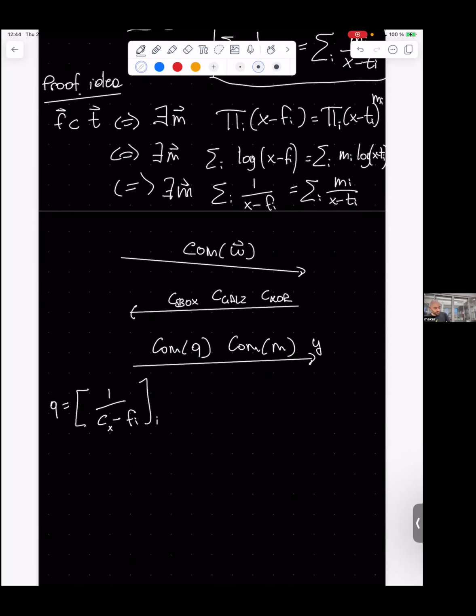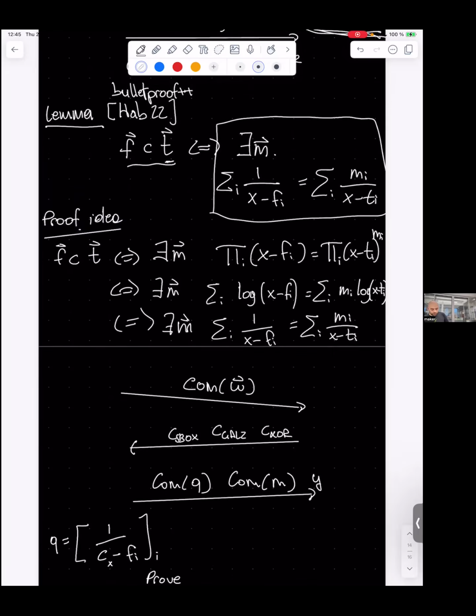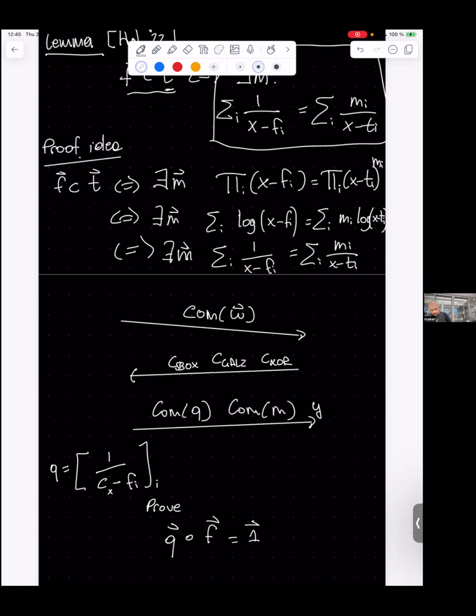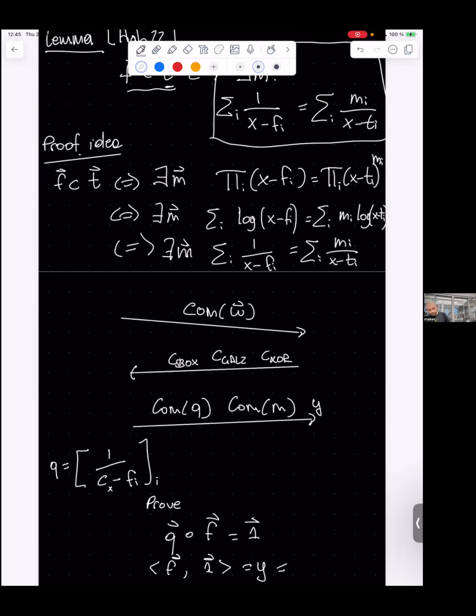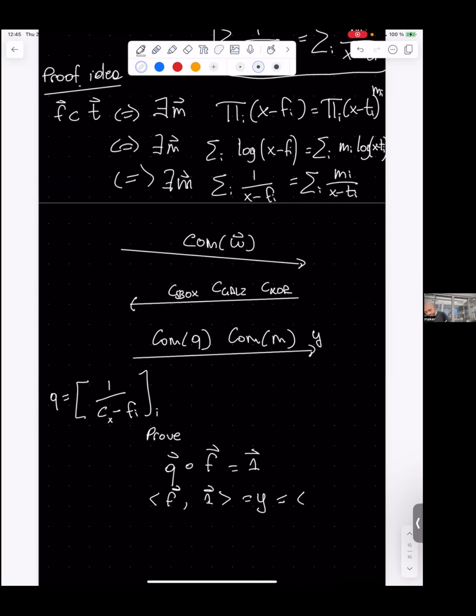And at this point, I just have inner products to prove. I have to prove that Q Hadamard product with F is equal to 1. Why? Because I want to prove that the inverse is computed correctly. I want to prove that the inner product of Q with 1 is equal to Y, and that this is the same as the inner product of the multiplicities together with the table.